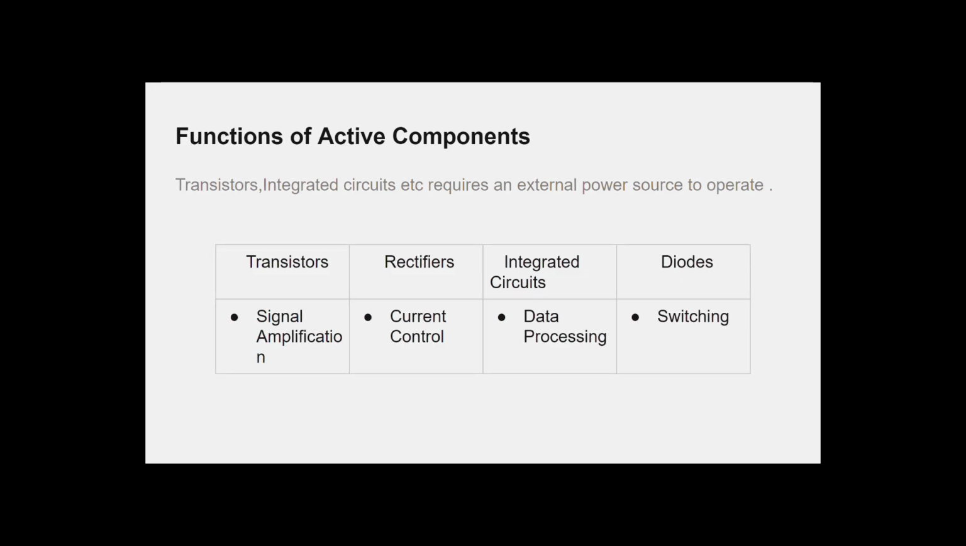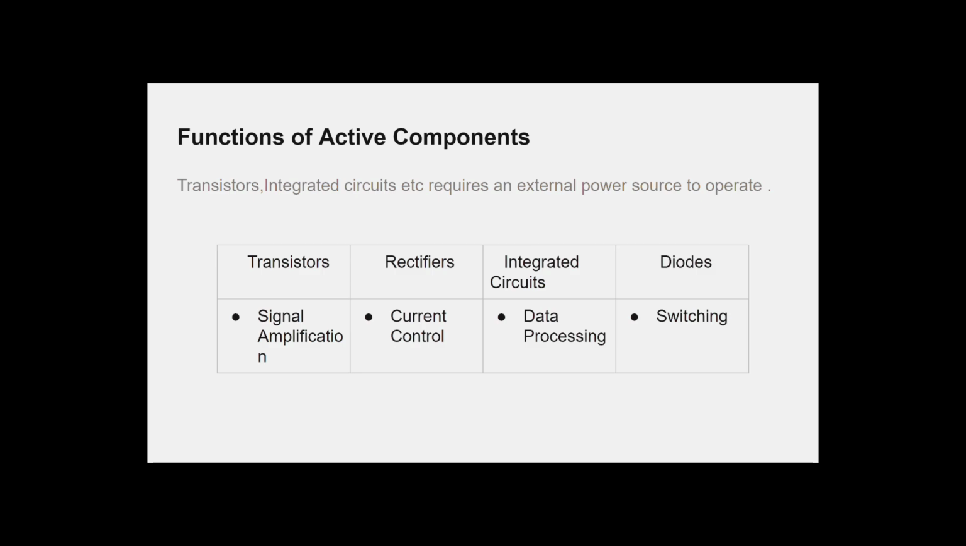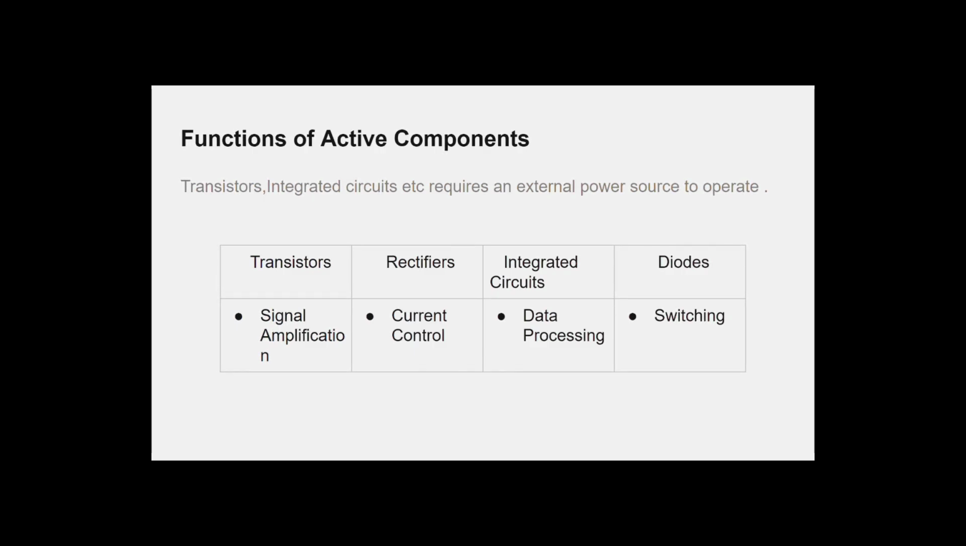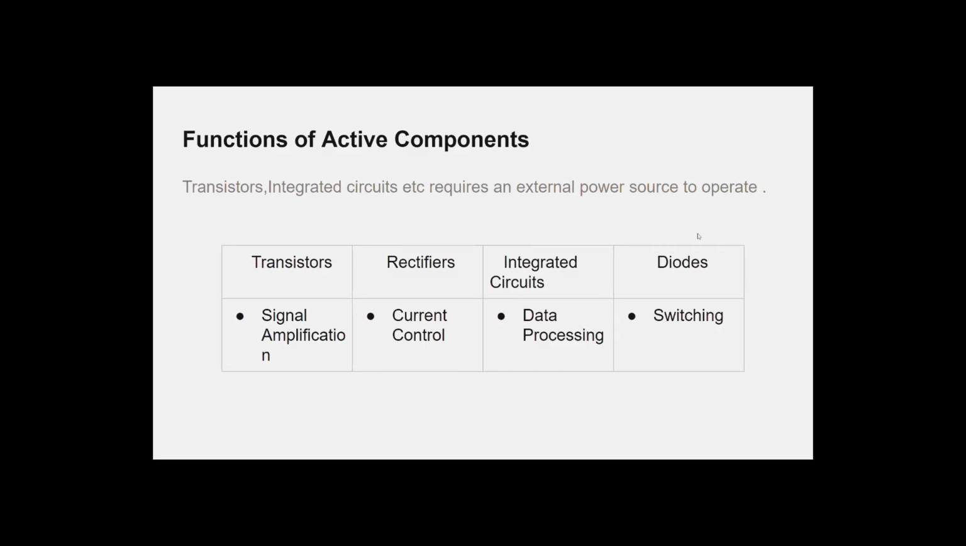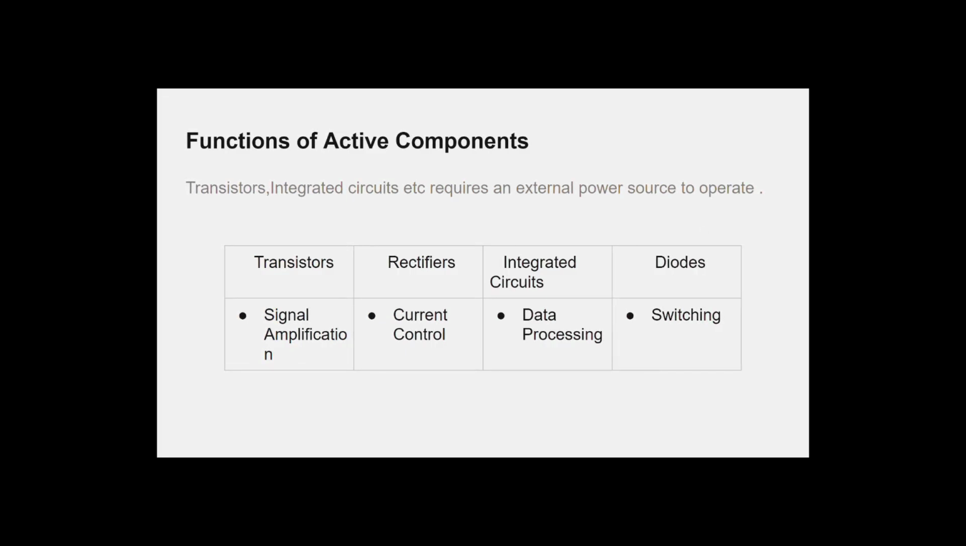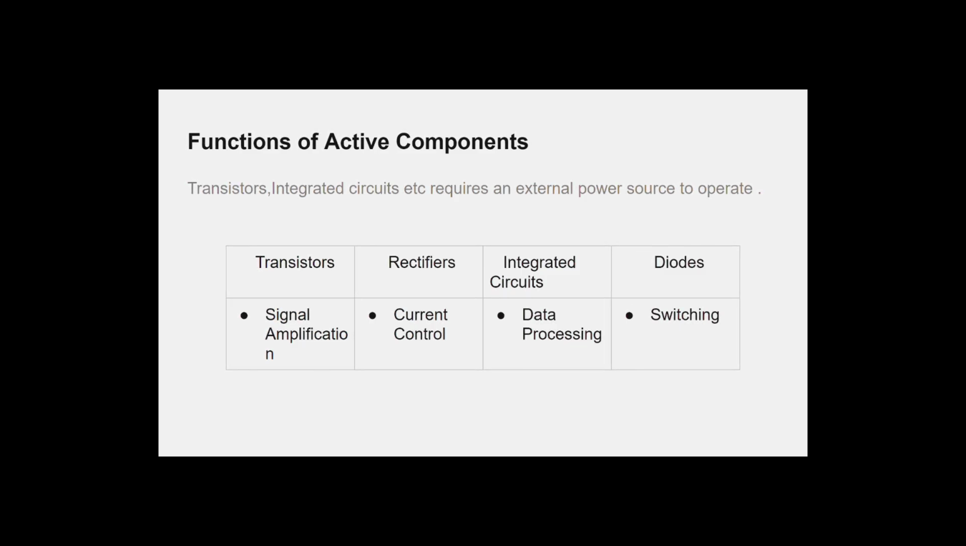Active components can regulate the flow of current in a circuit, enabling functions like switching, rectifying, means converting alternating current to direct current, and controlling the output of other devices, especially integrated circuits and microprocessors, which are the core active components of digital systems responsible for processing data, executing instructions, and controlling the functionalities of devices.